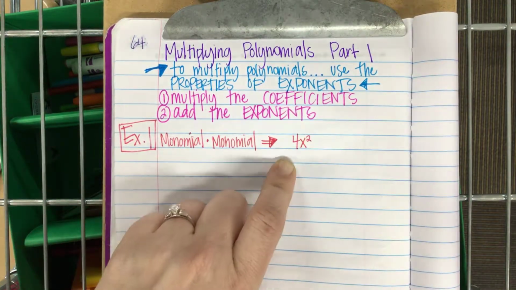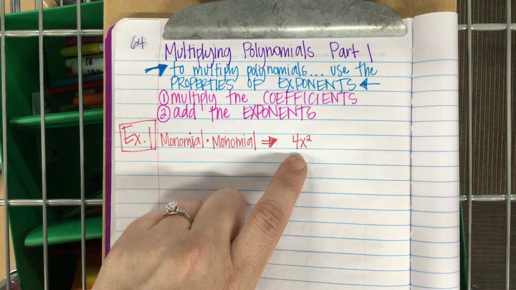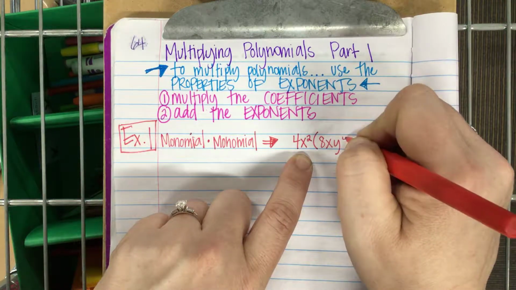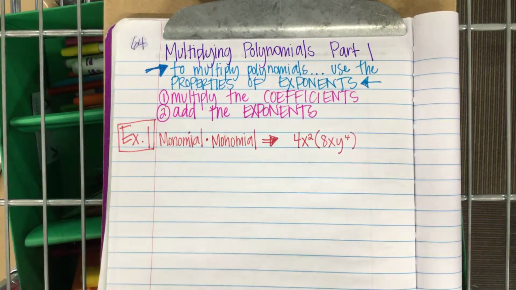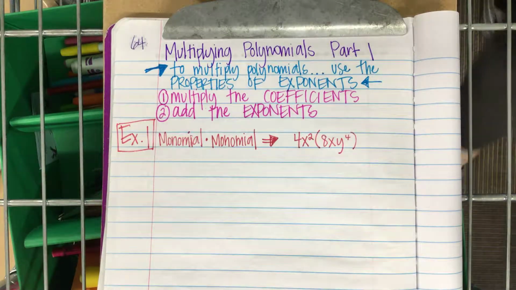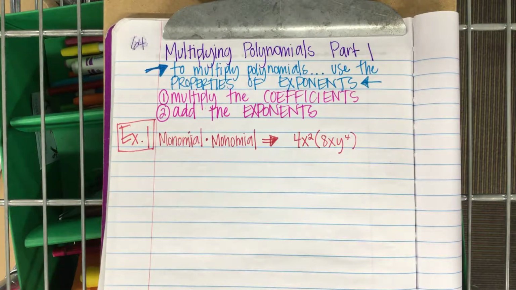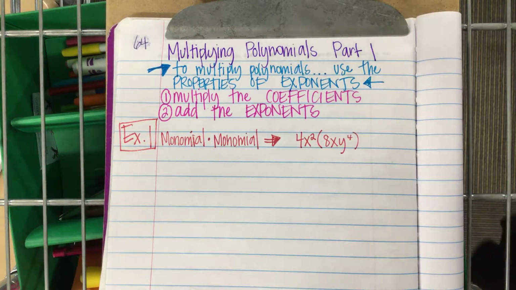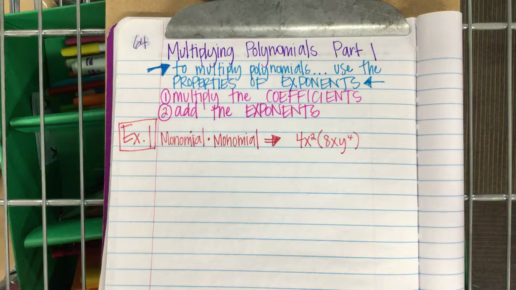4x squared times 8xy to the fourth. Whoa. This is a monomial times a monomial. Some people may say, wait a second, Mrs. Long, isn't that a binomial because you have two things? No, it's not, because if it was a binomial, those two things have to have a plus or a minus between them. This is a monomial times a monomial. And a monomial times a monomial, we already know how to do this.